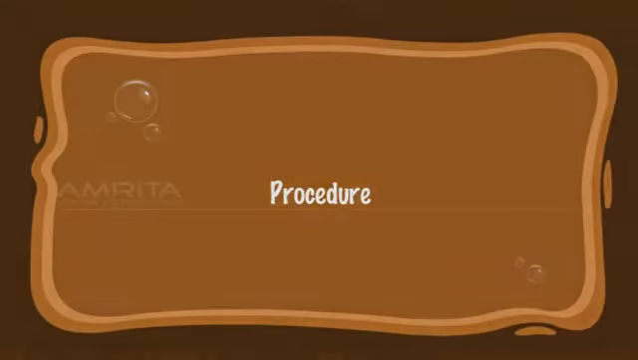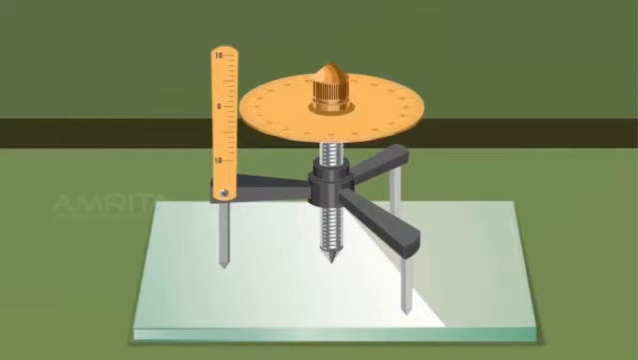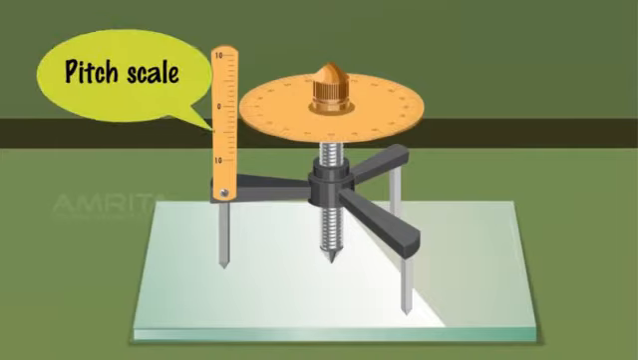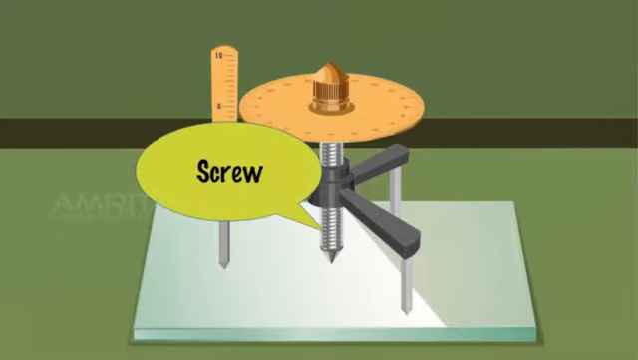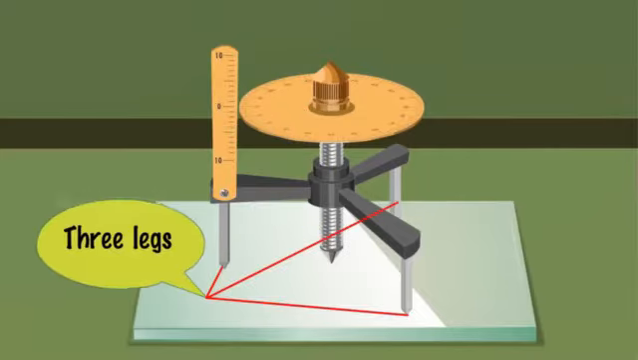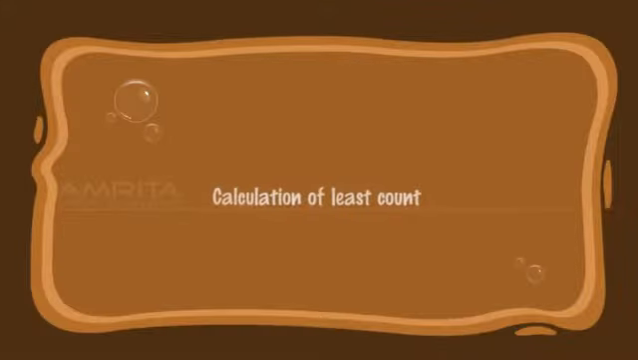Procedure. The main parts of a spherometer are pitch scale, circular disc, central screw and 3 legs. Calculation of least count.